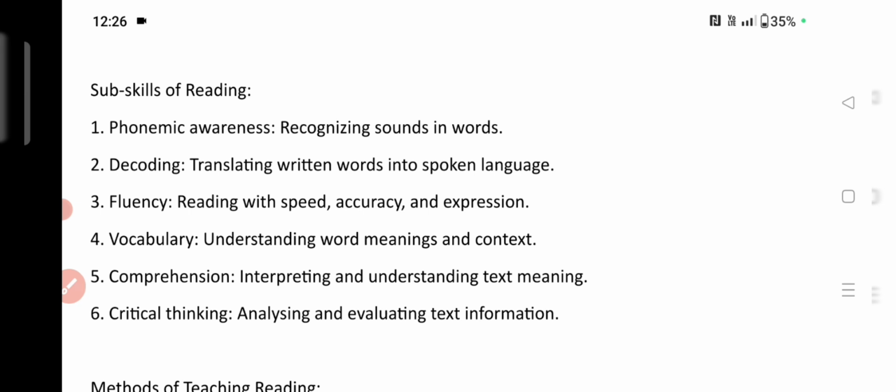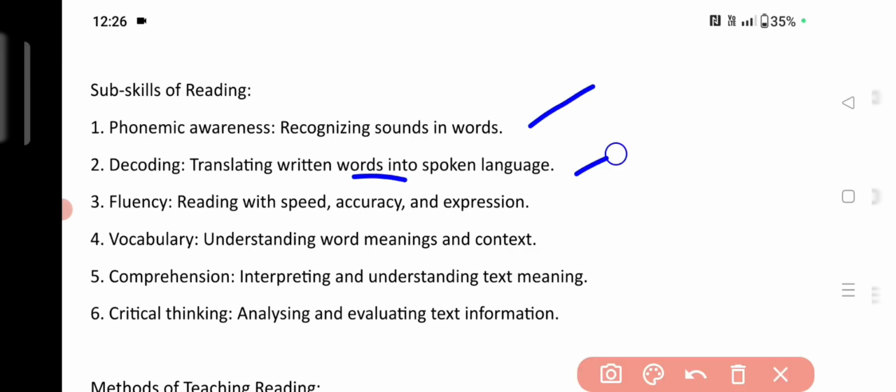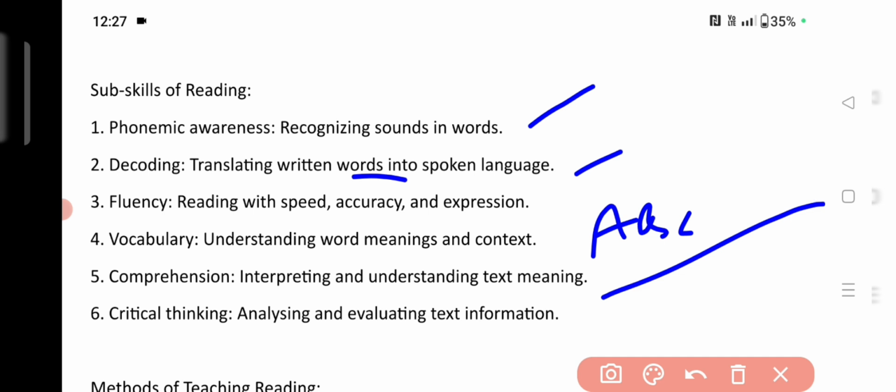To read, you need to know what the sounds are, what the words are, and how to pronounce everything. So you need to recognize sounds in words. Then decoding, translating the written words into spoken language. Actually, in the beginning of learning a language, you learn only ABC. Then how you learn little words, two-letter words, three-letter words, four-letter words and everything. From that onwards, you get to translate all the words from the basics to proficient, right? That is decoding.